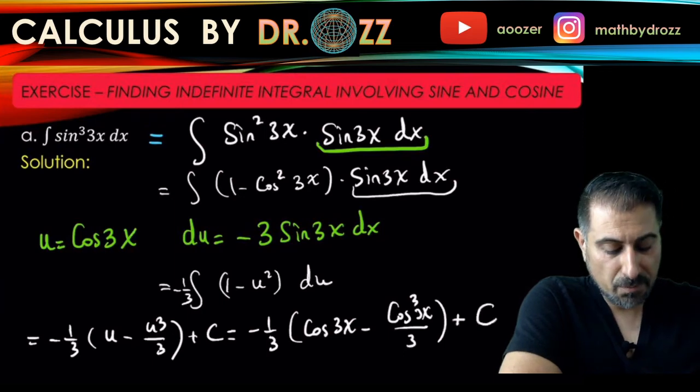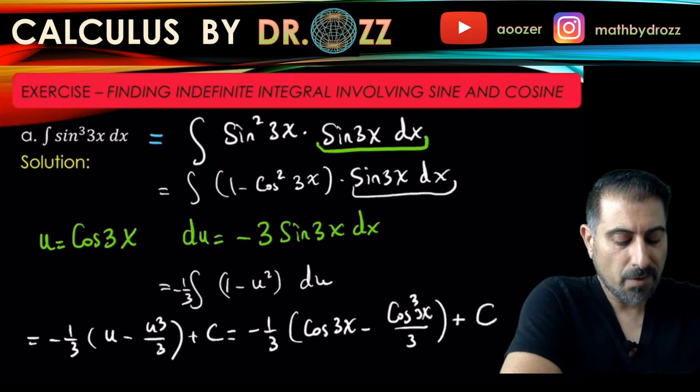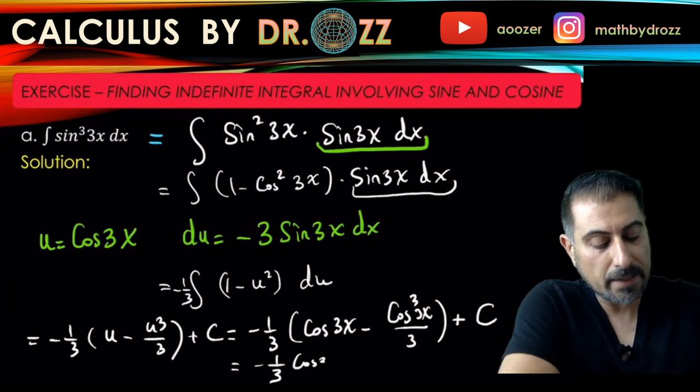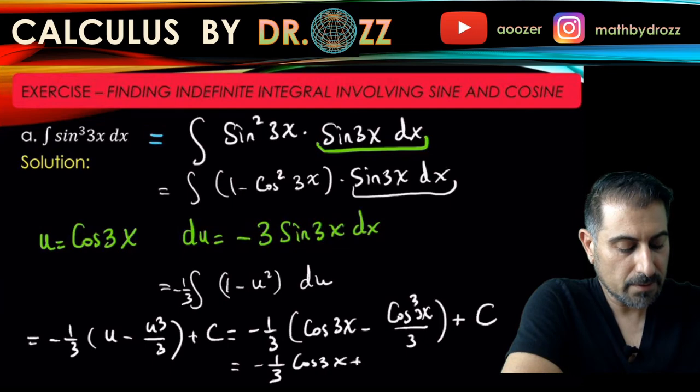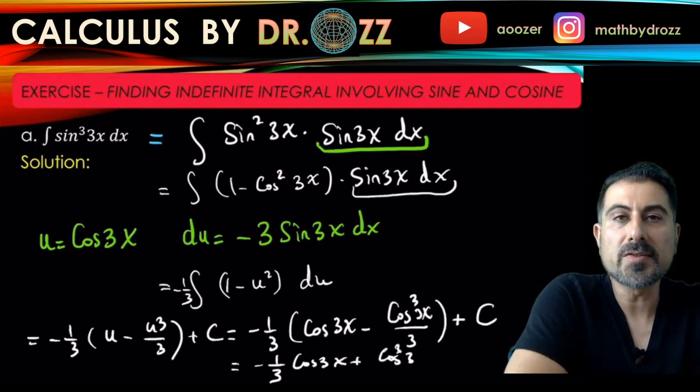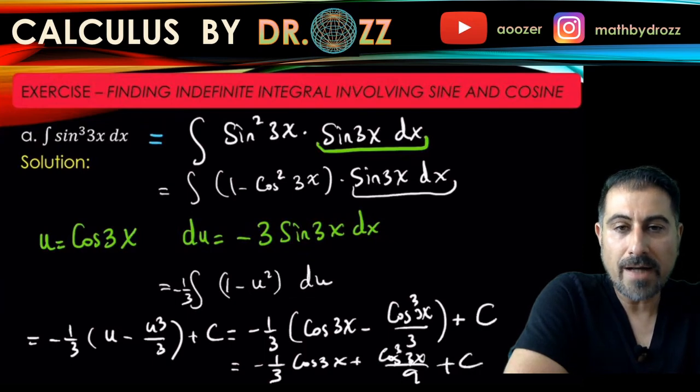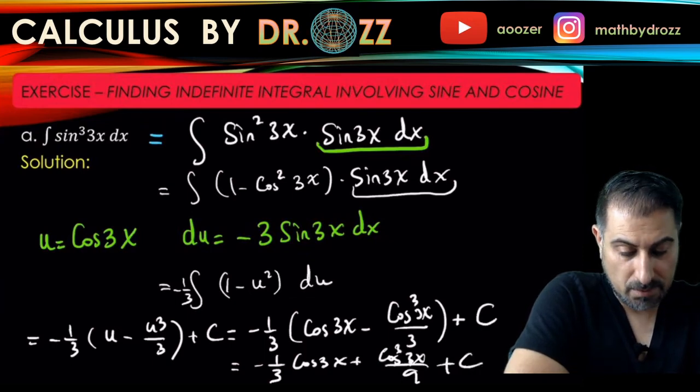And you can simplify this further: minus 1/3 cosine 3x plus 1/9 cosine cubed 3x. So let me just rewrite that: minus cosine 3x over 3 plus cosine cubed 3x over 9 plus c is the final form of this integration.